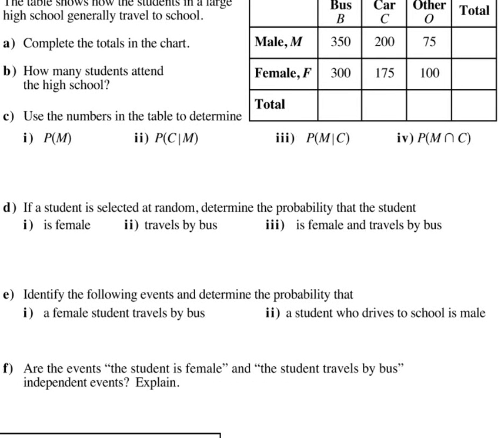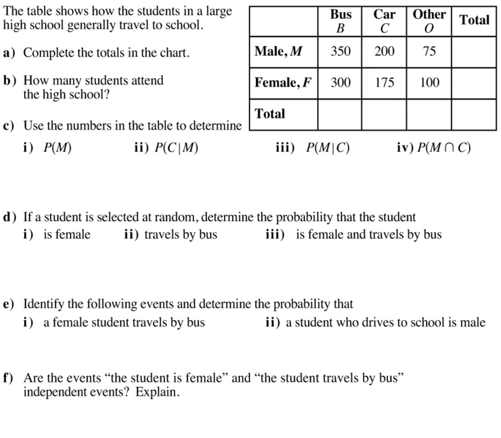Okay, we have data, and we're going to use it to find how certain events are connected. So we have a bunch of students, and we noted whether they're male or female and how they get to school. Do they bus, do they car, do they bike or skateboard or whatever, and then we have grand totals. So there's missing numbers in here which we need to fill in first.